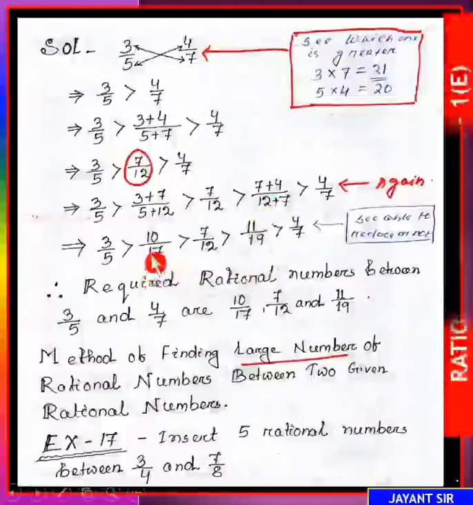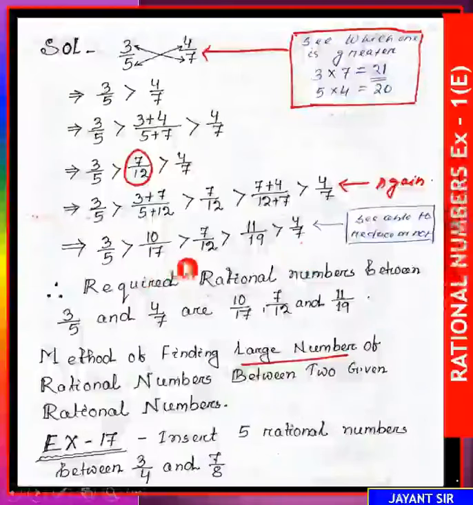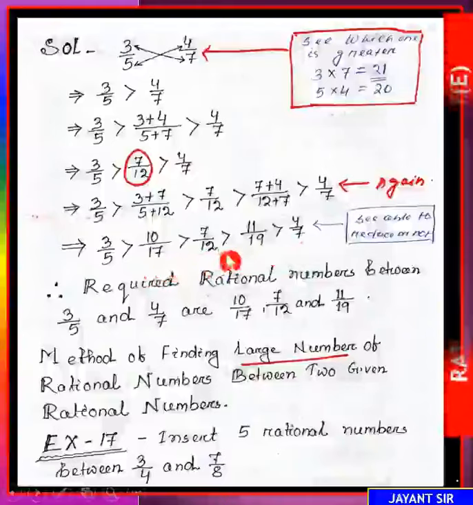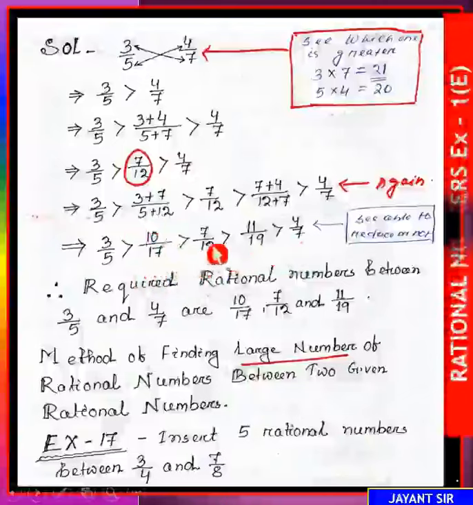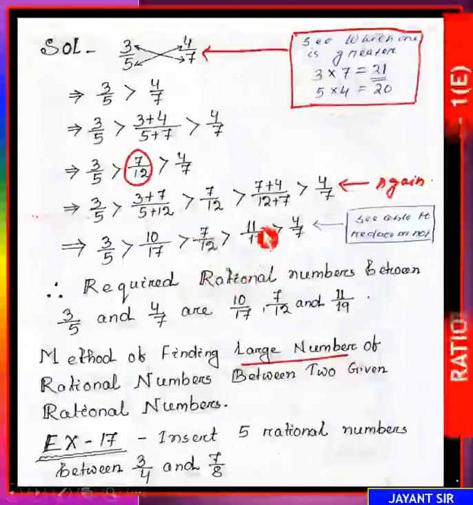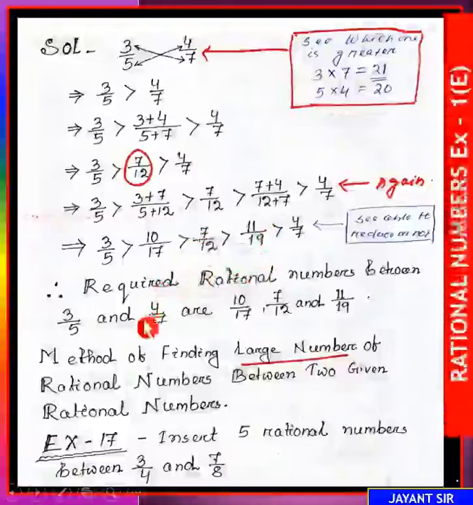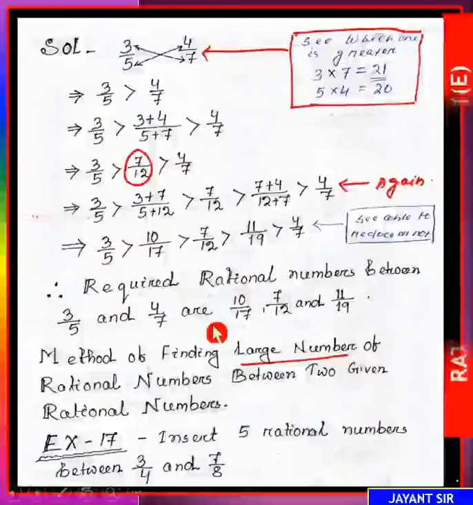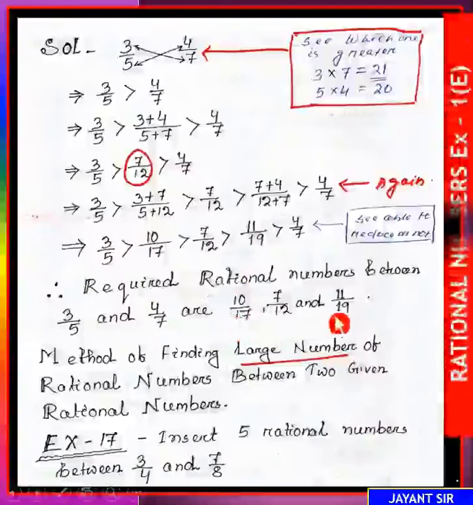Children, look at here, whatever rational numbers we got here, can you reduce them? 10 by 17, not able to reduce, 7 by 12, not able to reduce, 11 by 19, not able to reduce. So directly you can write the answer: the required rational numbers between 3 by 5 and 4 by 7 are 10 by 17, 7 by 12 and 11 by 19.